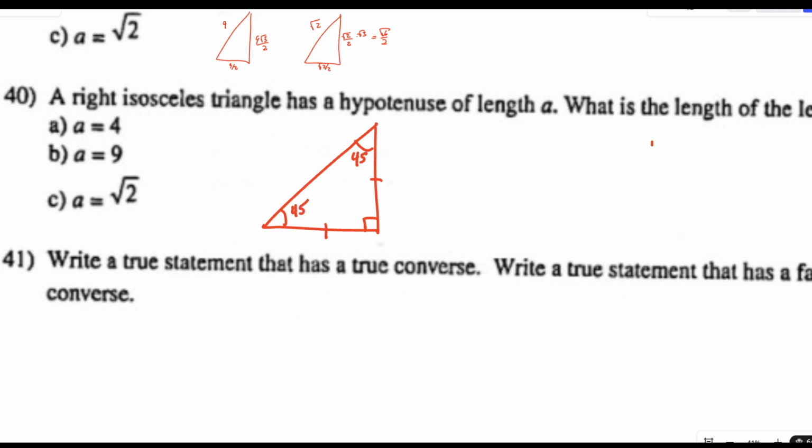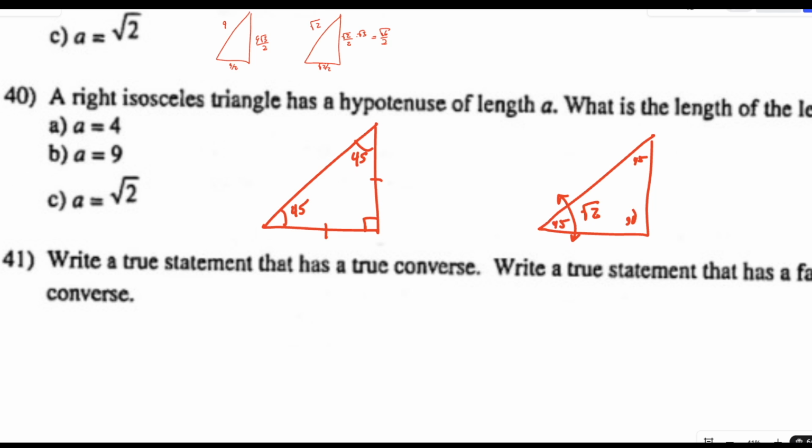For a 45, 45, 90, the ratio is just root 2. And these two legs are identical. Did I say isosceles? This is true for a 45, 45, 90 triangle only. All right, let's check it out.